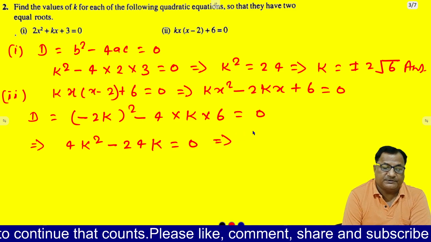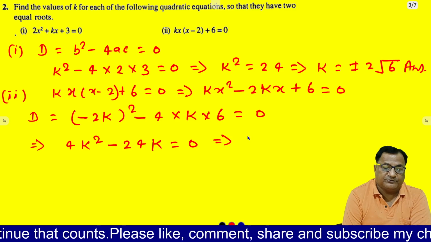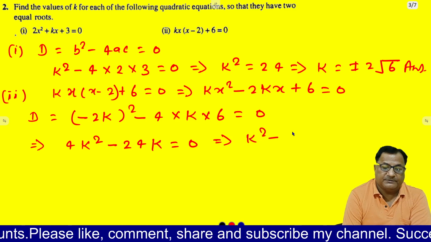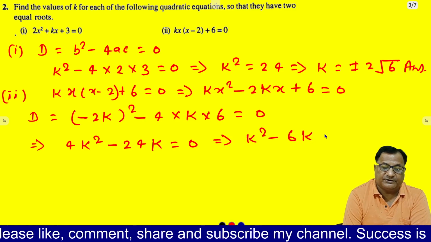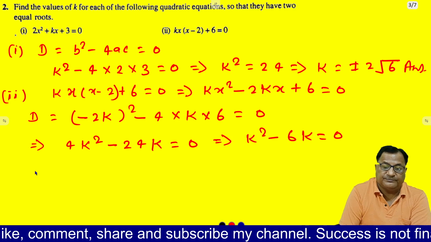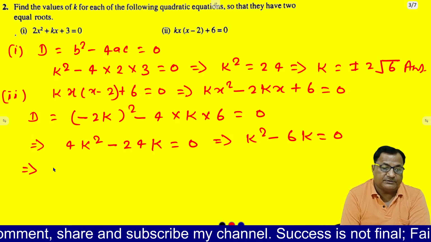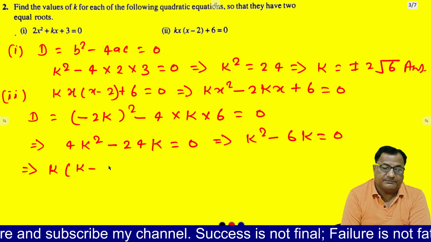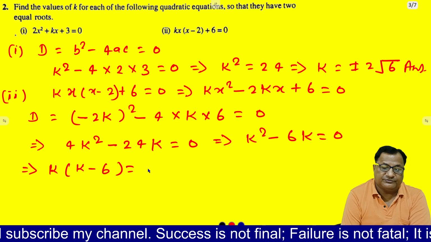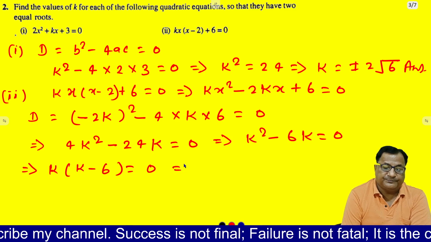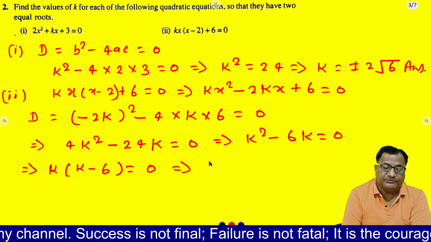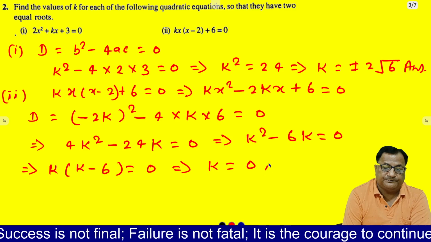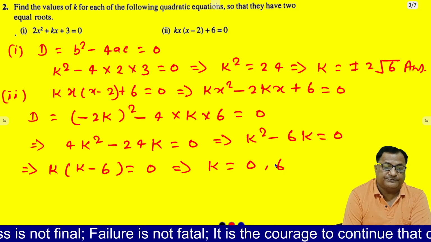We take 4 common and divide by 4, then it will be k square minus 6k is equal to 0. If we take k common, then k into k minus 6 is equal to 0. So k value will be either 0 or 6.